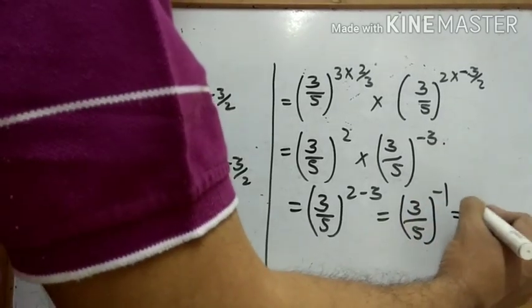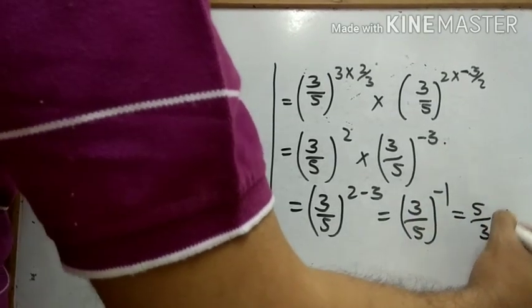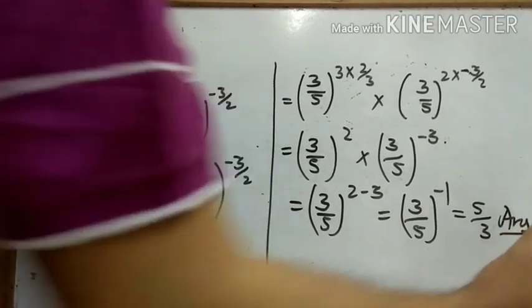So we shall write it down as 5 upon 3. This can be the final answer. Answer can be represented in this form.